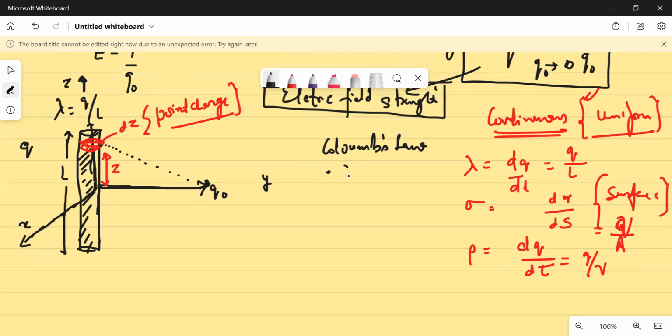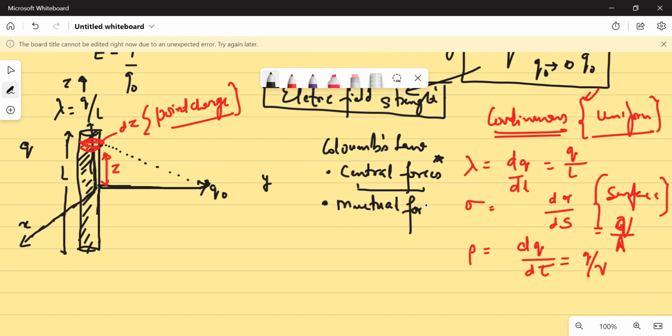is a central force. Why is it a central force? It is dependent upon the distance between the two charges. We'll discuss these central forces in quite some detail later on, but overall, this is a central force. Another prime feature is that this is a mutual force.